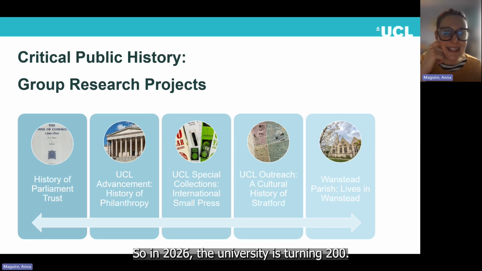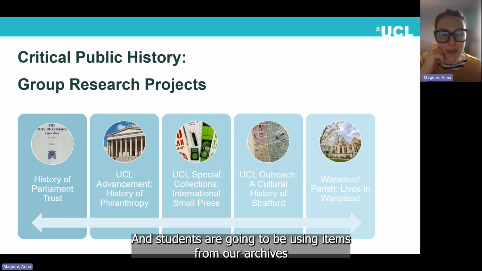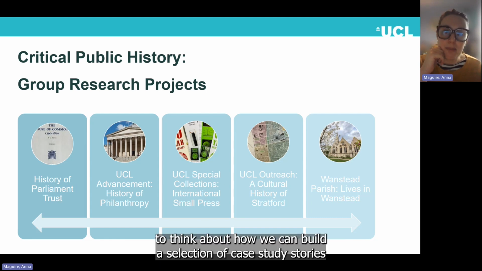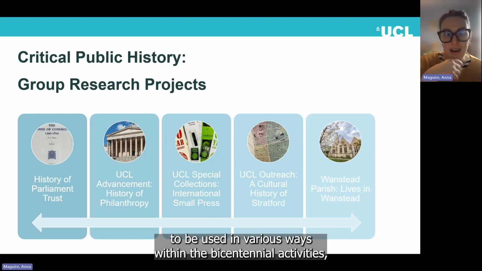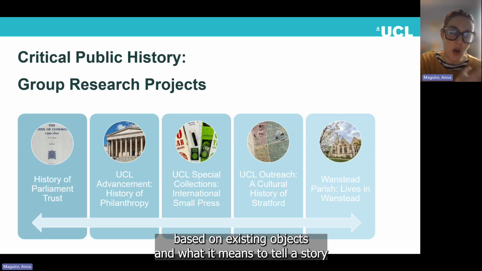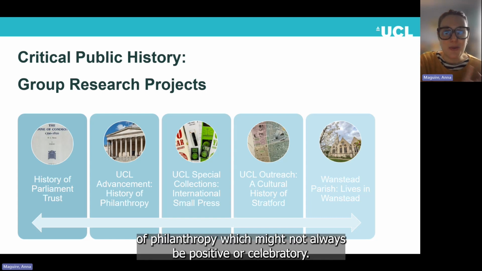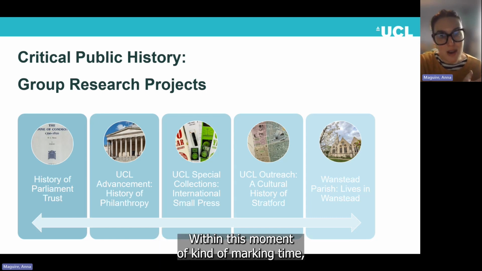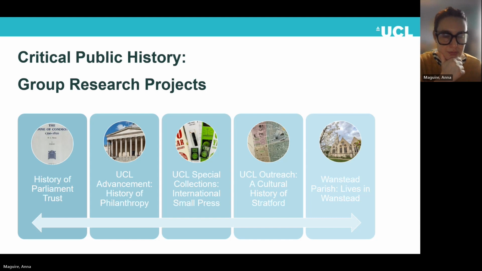So in 2026, the university is turning 200, and students are going to be using items from our archives to think about how we can build a selection of case study stories to be used in various ways within the bicentennial activities based on existing objects, and what it means to tell a story of philanthropy, which might not always be positive or celebratory, within this moment of marking time for an institution.